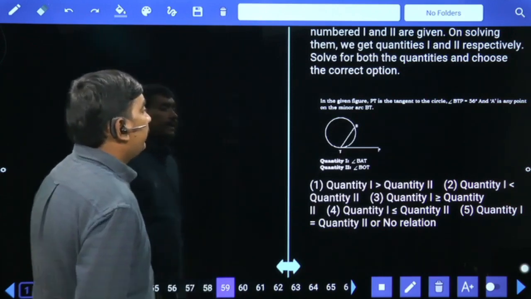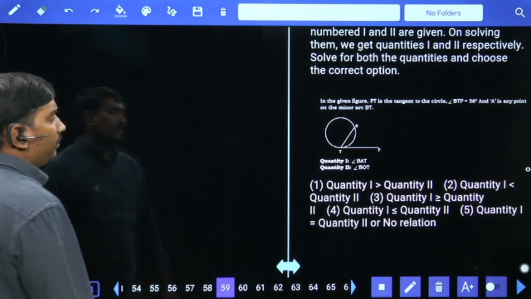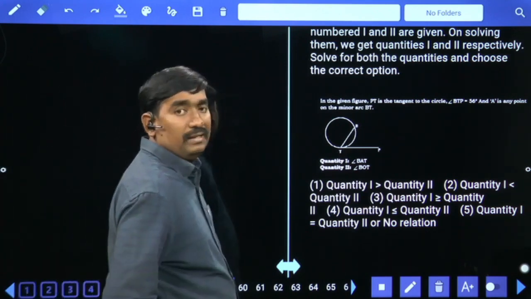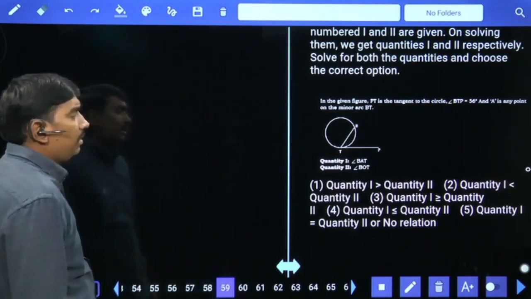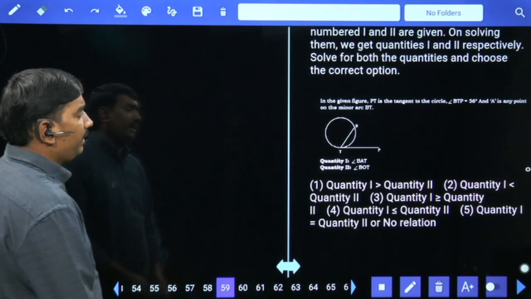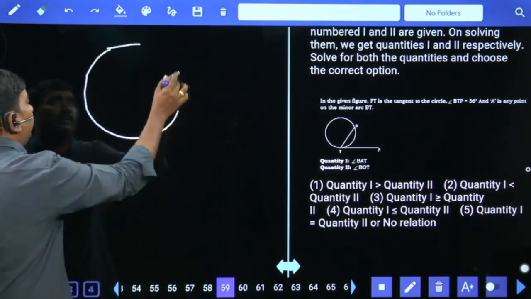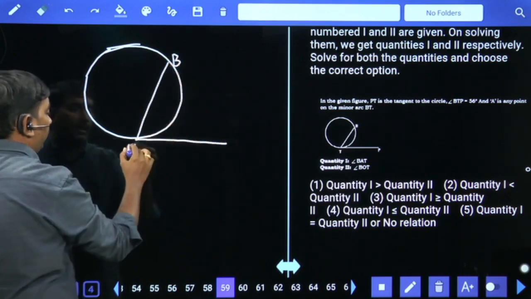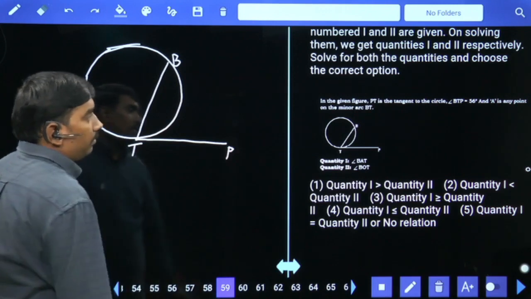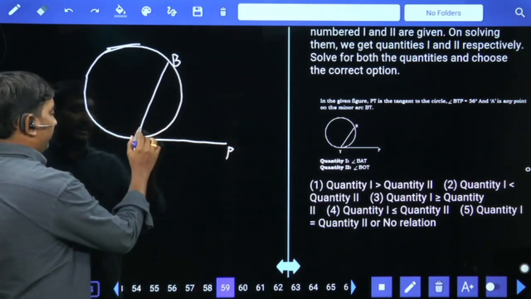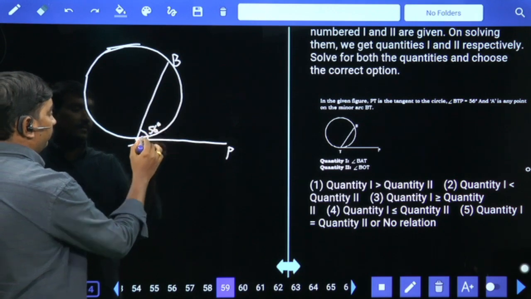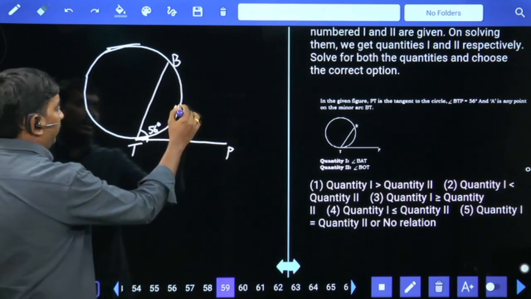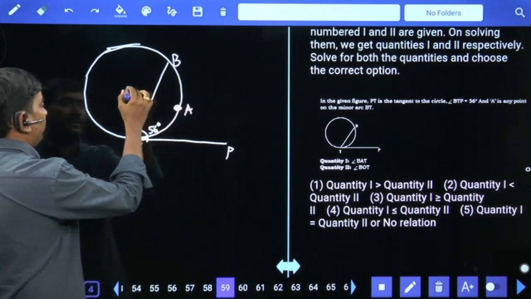Next. In the given figure, PT is a tangent to the circle. Angle BTP is equal to 56 degrees, and A is any point on the minor arc BT. Find angle BAT and angle BOT. Angle BTP is 56 degrees. Let's take A as any point, and the center of the circle is O.